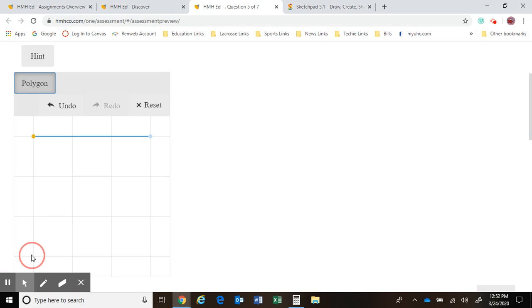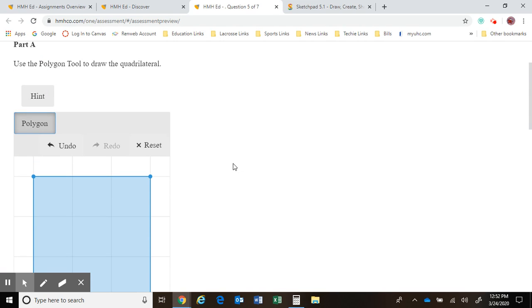1, 2, 3. Oops, I have to reset that. 1, 2, sorry. 1, 2, 3. 1, 2, 3. 1, 2, 3. 1, 2, 3. Basically playing connect the dots.